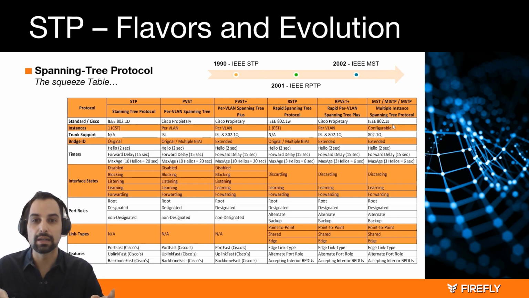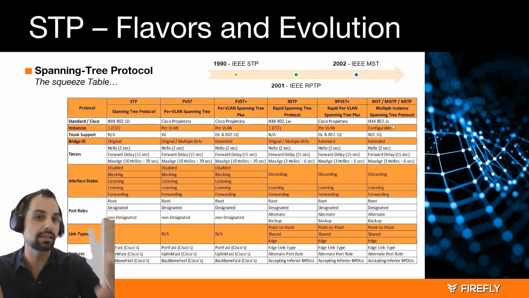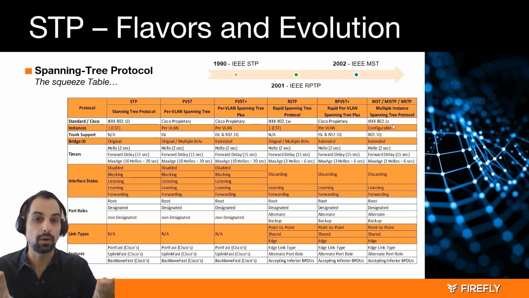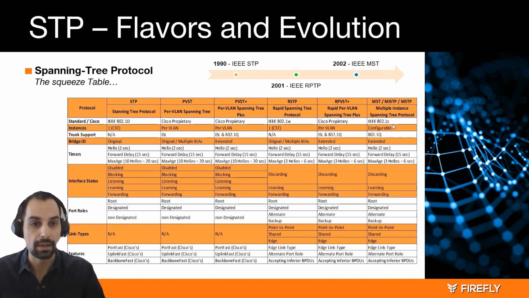So MST says, okay, let's create maybe 2 instances, right? 2, 3, depending on your infrastructure, but let's suppose 2. I put all my odd VLANs in instance 1, or my even VLANs in instance 2. And that basically means that I'm going to calculate only 2 spanning trees and group all my VLANs in only those spanning trees. So that's kind of saving resources, and at the end of the day, the network is going to behave the same. Then we have here the port roles, link types, and the features.